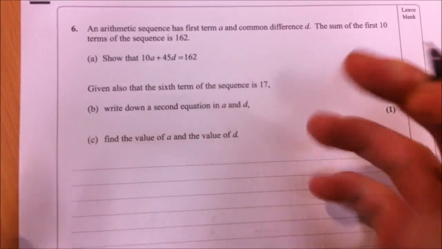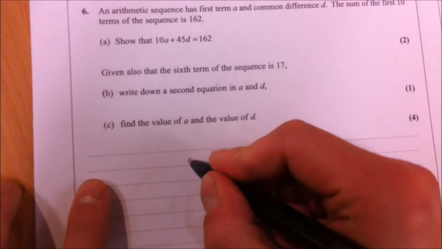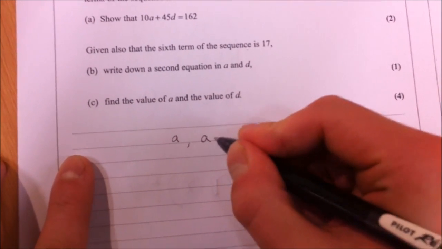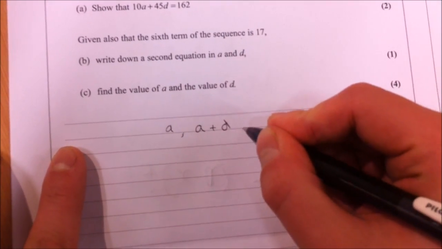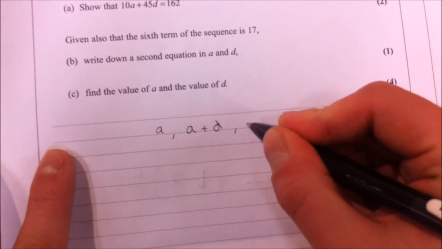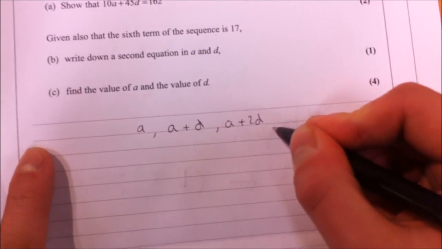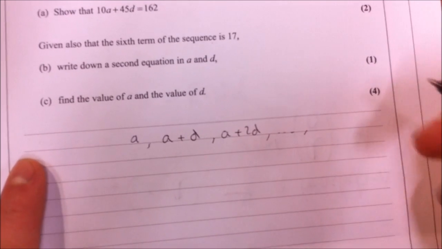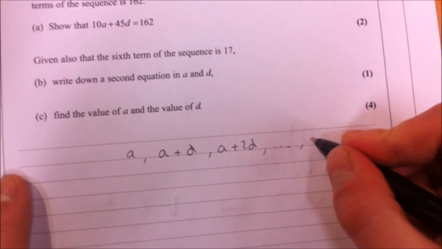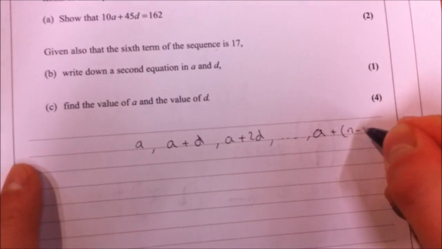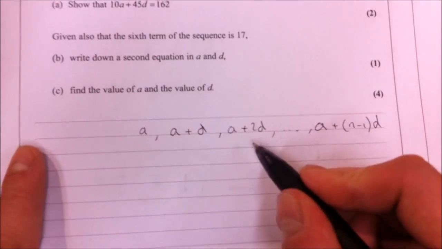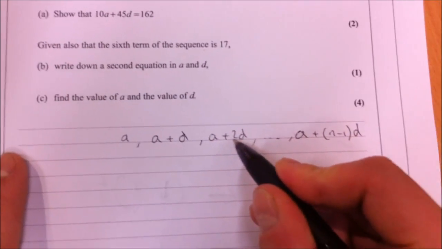First of all, because this is an arithmetic sequence, we know that to get each new term from the last one, we just add the difference D. So our first term is A, the second term you add D, so it would be A plus D. Then you add another D, so it would be A plus 2D for the third term. And then if we write a general nth term, it would be A plus (n minus 1)D. Because, for example, for the third term, n minus 1 is equal to 2.